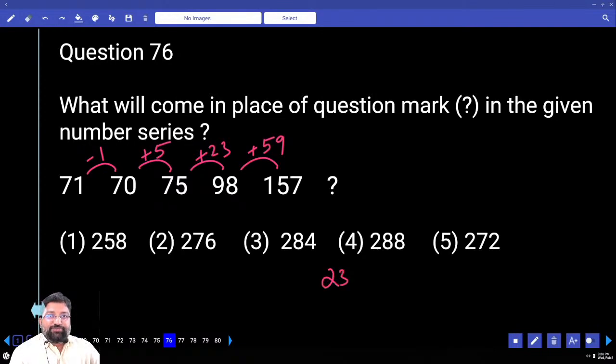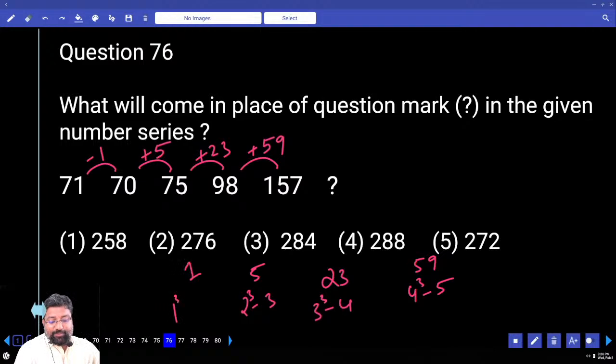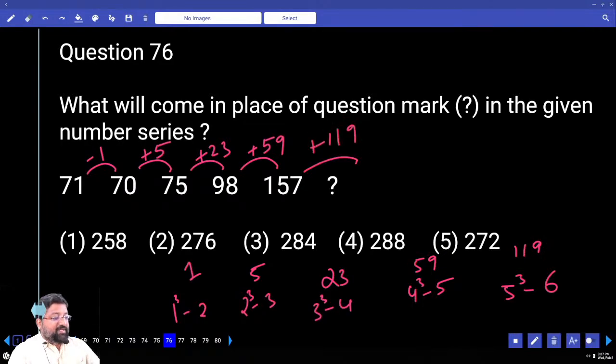23 I can write as 5 square minus 2. 3 cube minus 4. Come on, 59. 4 cube minus 5. Yes, 5. 2 cube minus 1. 1 cube minus 2. 1 cube, 1 minus 2 is minus 1. What should be my next number? 5 cube minus 6. What is 5 cube? 125 minus 6, come on, I need an answer. 119. Plus 119. 276. Clear?